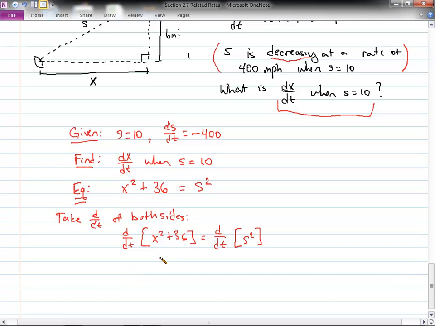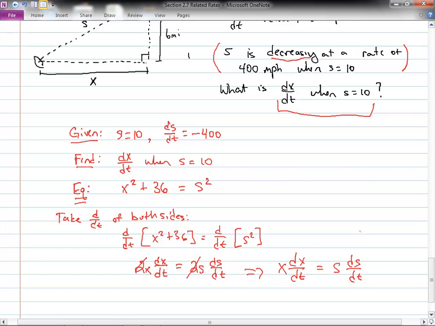What's on the left? 2x times dx dt. Remember, we're taking the derivative with respect to t, so you've got to use the chain rule. On the right, well, first thing I notice right away to make life simple, I can cancel those 2's out, right? Divide both sides by 2. So what you actually have is x dx dt equals s ds dt.